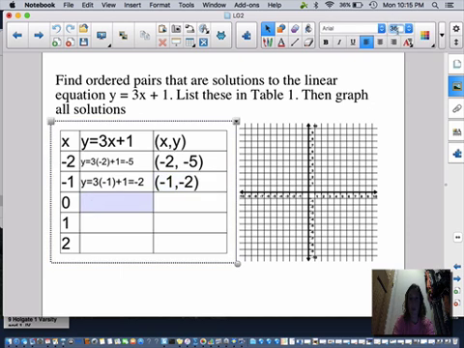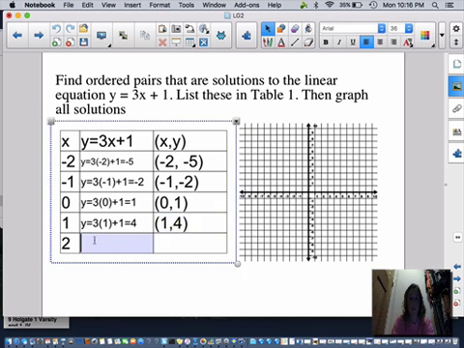Next, now we're going to plug in 0. Y equals 3 times 0 plus 1. 3 times 0 is 0. Plus 1 is 1. So again, we have 0 because we plugged that in for x, and we solved for 1. Keep going here. Y equals 3, now I'm plugging in 1, plus 1. 3 times 1 is 3, plus 1 is 4. So our ordered pair here is 1, 4.